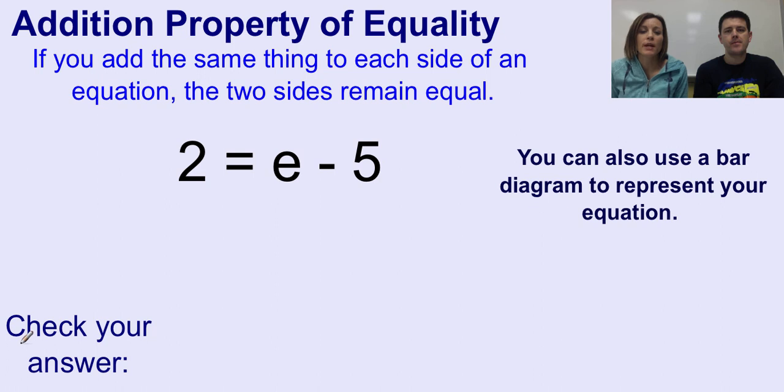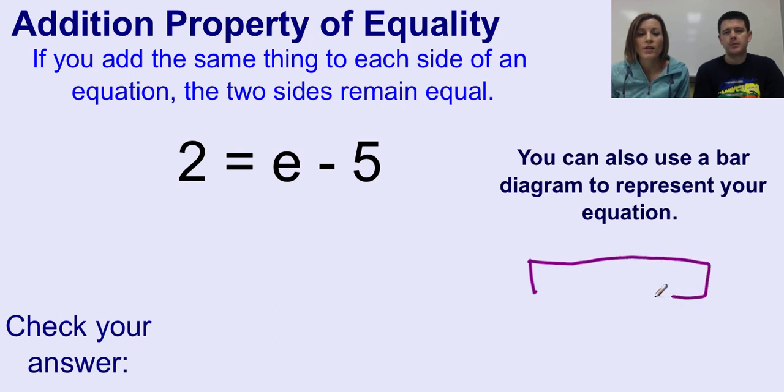So skip some space from the top part because we're now moving into the addition property of equality. And that states if you add the same thing to each side of an equation, the two sides are going to remain equal. So once you have that written down, go ahead and write the sample problem down: 2 is equal to e minus 5. And on the right-hand side, we're going to draw ourselves a bar diagram.